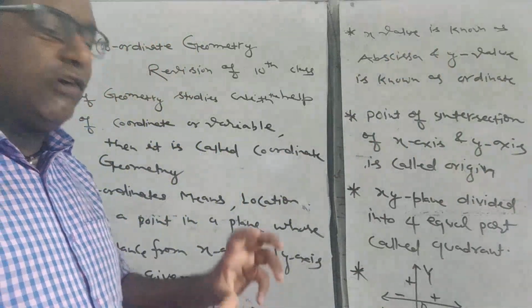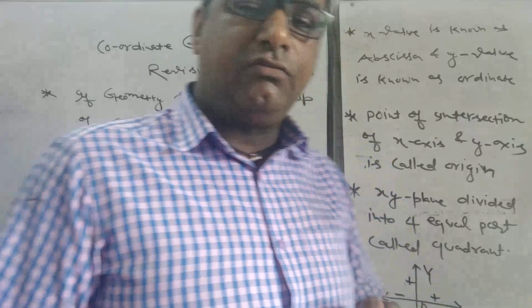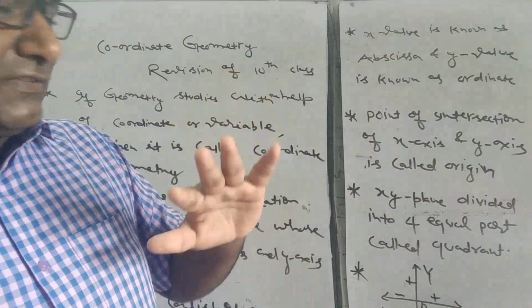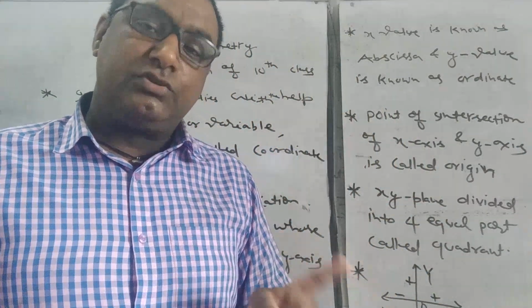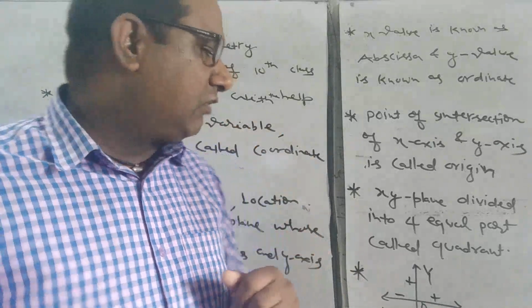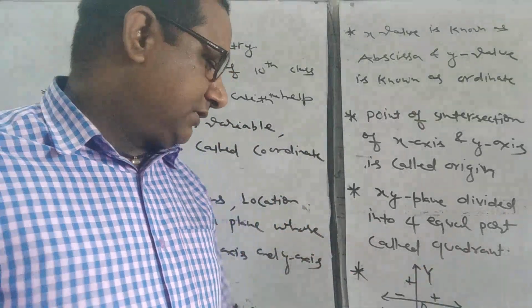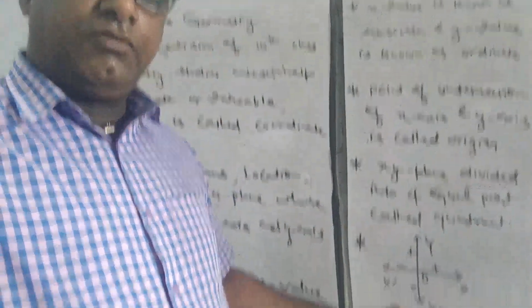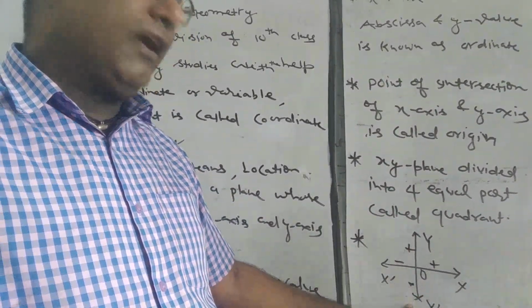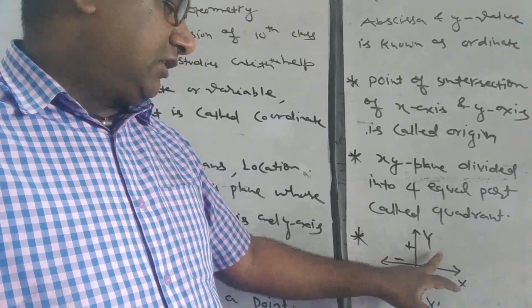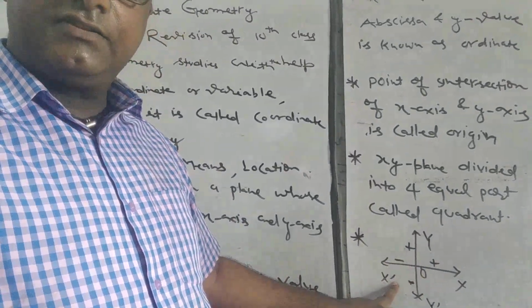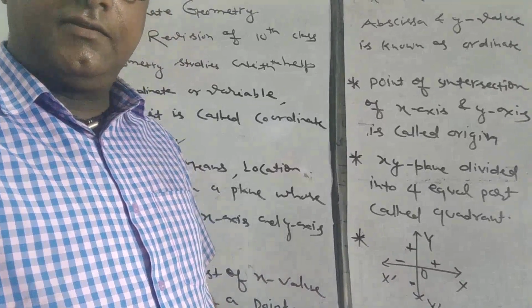How can you define origin? The point of intersection of x-axis and y-axis is called origin. And x-axis and y-axis together constitute the xy plane. And the xy plane is divided into 4 equal parts, and each equal part is known as a quadrant. If you go for the sign conventions, x-axis is positive, y positive, then x negative, y negative. Means in the first quadrant the point is plus plus, in the second quadrant the point is minus plus, in the third quadrant minus minus, and in the fourth quadrant plus and minus.